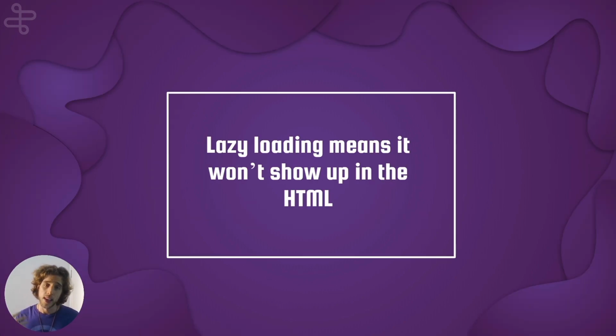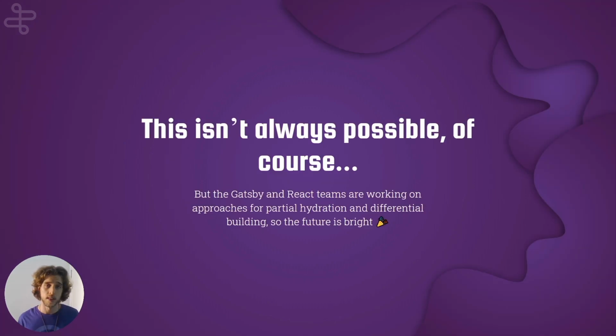So for example, lazy loading that we introduced before means the content won't show up in the HTML, because when Gatsby is pre-rendering the content, it's not going to pre-render the lazy loaded components, because it's only after mount, etc. So it's not going to show up in the final HTML. So we got rid of that duplication. But this, of course, isn't always possible, and you can't do that for the whole website. Otherwise, what's the purpose of pre-rendering?